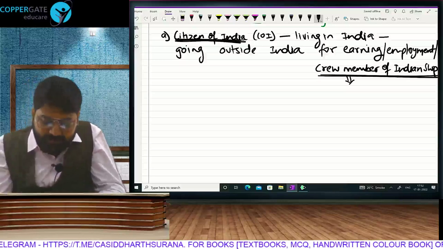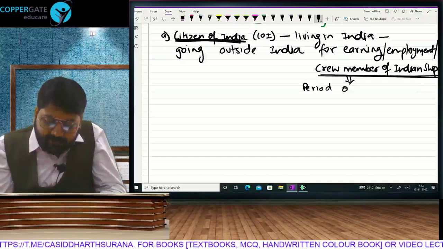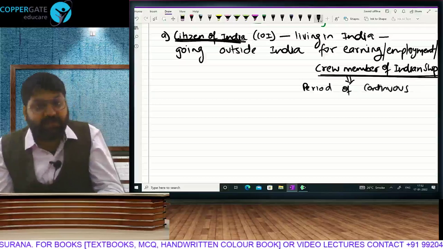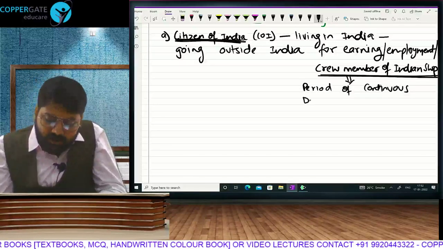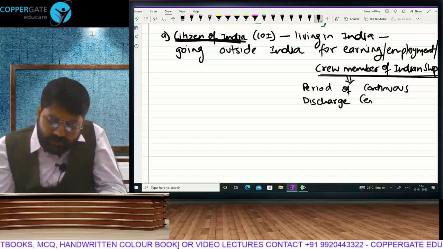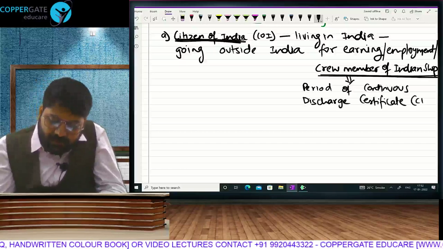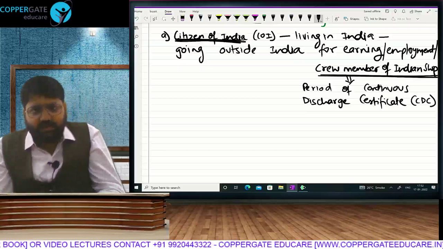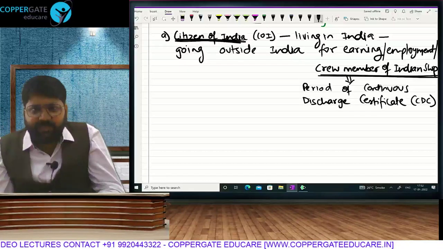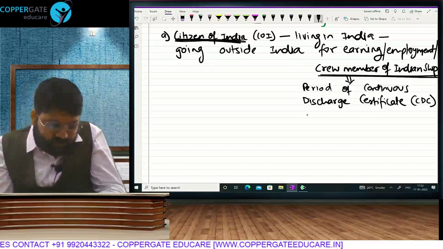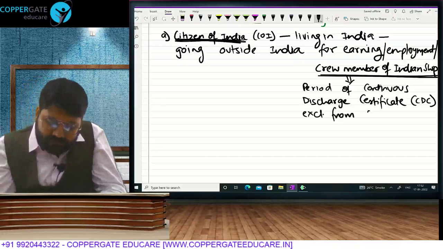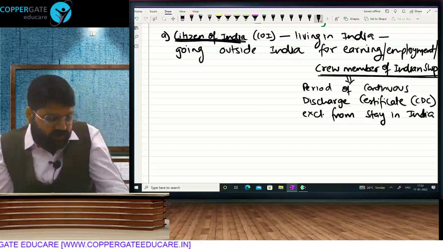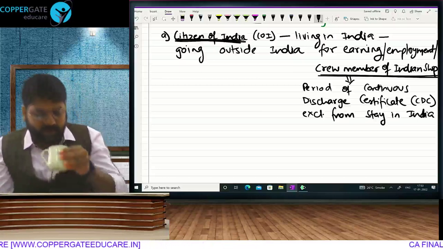CBDT said that for a crew member of an Indian ship, the period of continuous discharge certificate, CDC we call it, shall be excluded from stay in India. It will not be counted as your stay in India. The period of CDC shall be excluded from your stay in India.